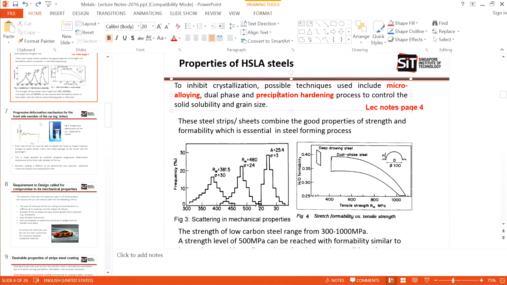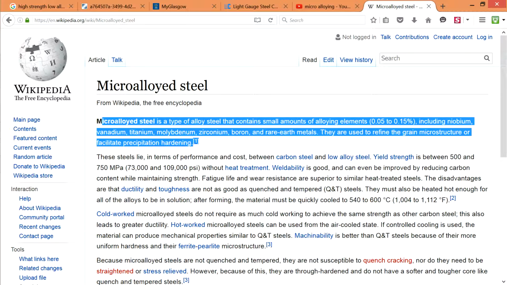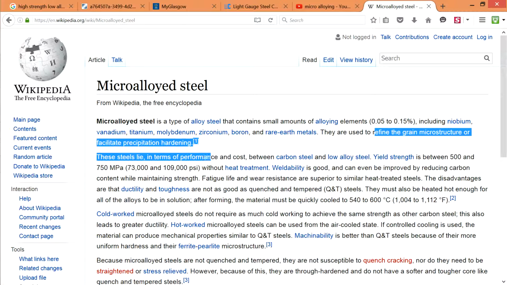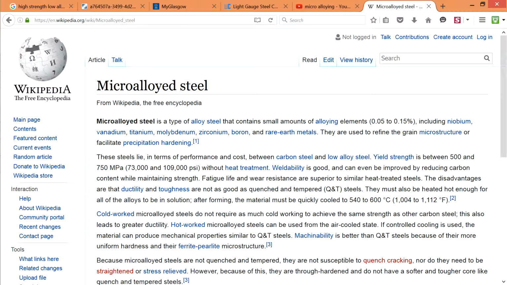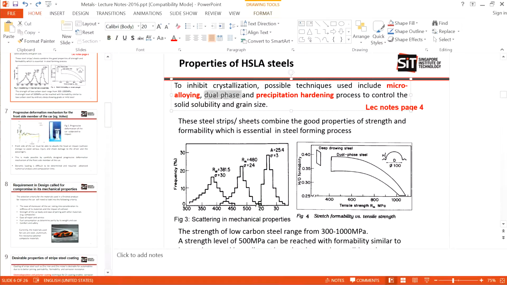Let's talk about microalloying. To be exact, this alloy still contains very small amounts of alloying elements, and these are used to refine the grain microstructure to facilitate precipitation hardening. So they're all together as one to create this so-called dual phase, the ferrite and the martensite, I guess. Yeah, ferrite and pearlite, I think. But anyway, this is the thing to control the solid solubility and grain size.